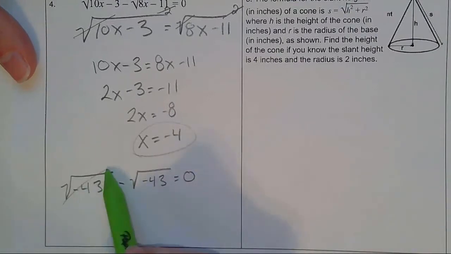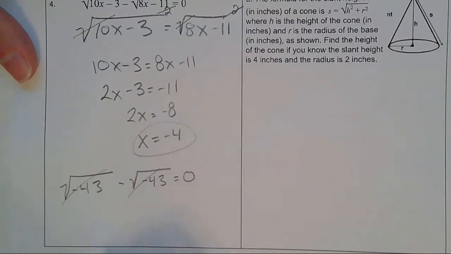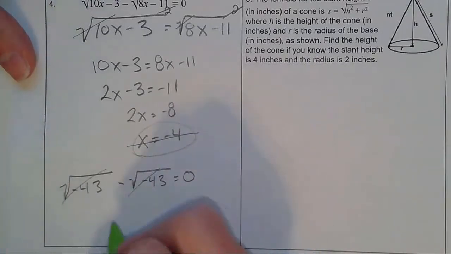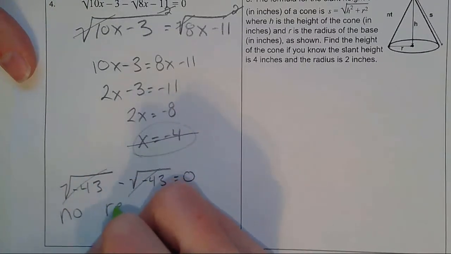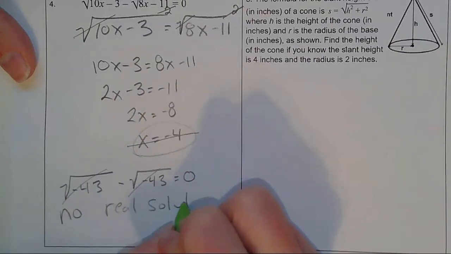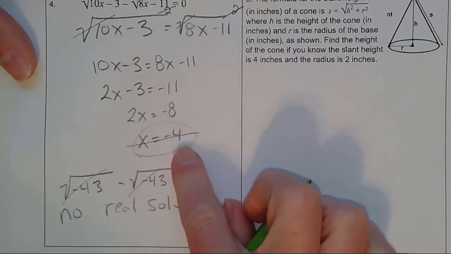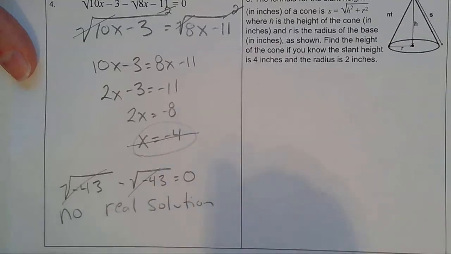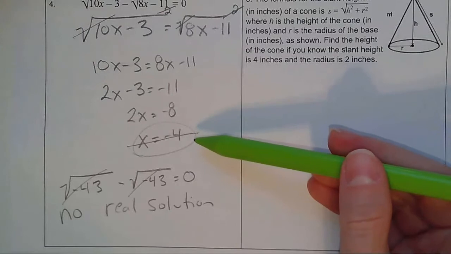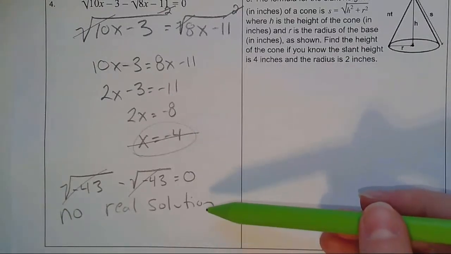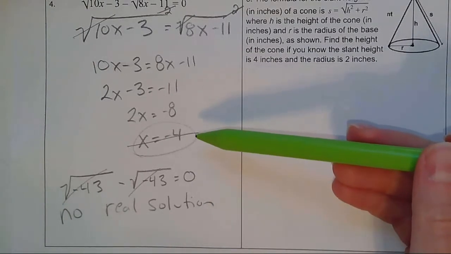So this does not exist. So negative 4 actually does not work. So my answer is that there is no real solution, and that's because negative 4 is an extraneous solution. So your options for answers are you just say x equals a number, or you have no real solution because one of the answers is an extraneous solution.